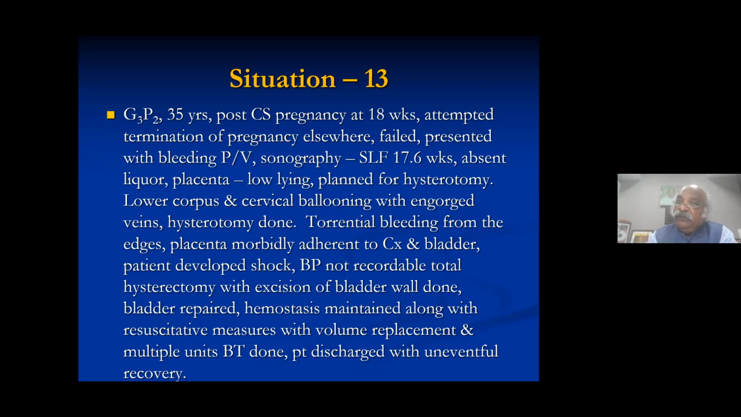I didn't plan for any devascularization or internal iliac ligation, which many people propose. I wanted to save the life and did a hysterectomy with excision of the bladder wall, bladder repaired, hemostasis maintained, along with necessary measures with volume replacement and multiple units of blood transfusion. The patient was discharged with uneventful recovery.